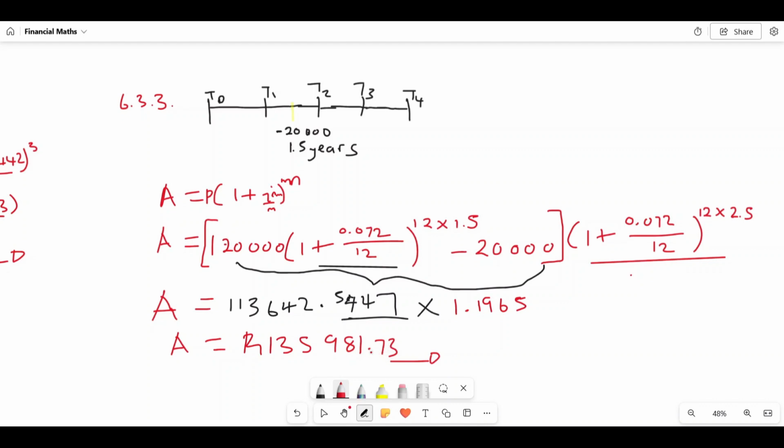Your answer might be slightly different if you have gotten rid of some of the decimals on any previous step, like this step, for example, in this case.